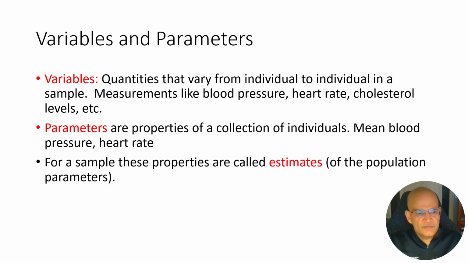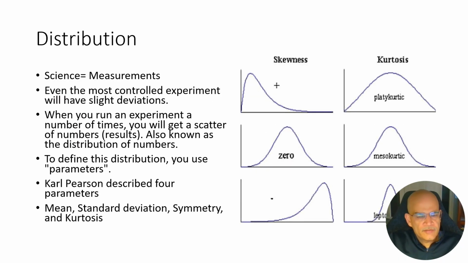Just going over these definitions one more time. Variables are the quantities measured from the individuals, like blood pressure, heart rate, cholesterol, etc. Parameters are the properties of a collection of individuals, so mean blood pressure or heart rate, and for a sample, these properties are called estimates of the population parameters.